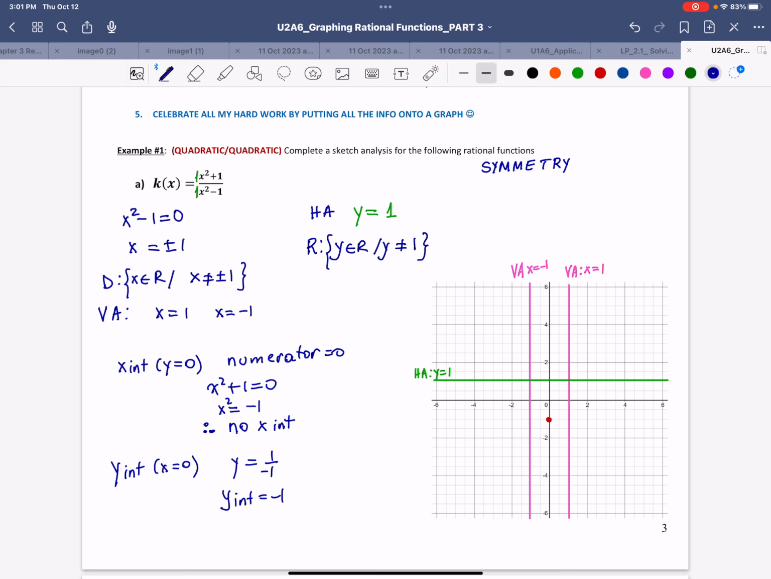So first I will check for even symmetry, which means I am trying to find k of negative x in this case. And k of negative x will be negative x to the power of 2, plus 1, divided by negative x to the power of 2 minus 1. So that would equal x squared plus 1 over x squared minus 1. And as you can see, that's exactly the same as k of x. So therefore, we're going to say that this function has even symmetry.